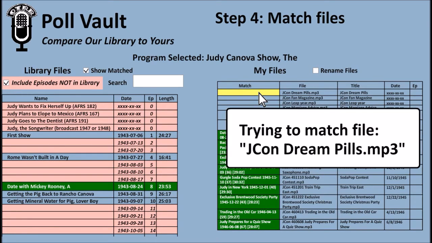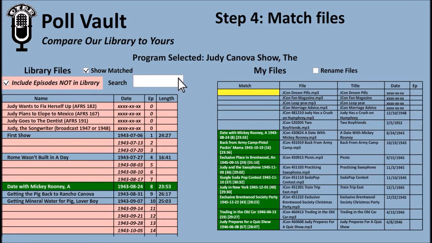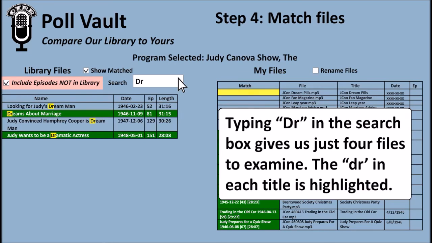To start with, we're trying to match a file with the title of Dream Pills. We could sort or scroll through the library files, but for this demonstration, we'll use the search box. Typing DR in the search box gives us just 4 files to examine.